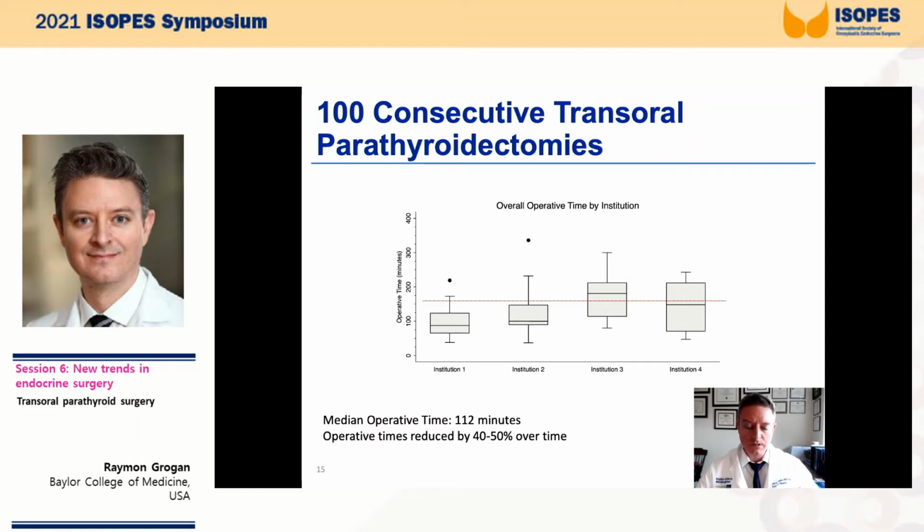The bottom line is what we found that the median operative time was 112 minutes, but this was for the entire time period. So 112 minutes obviously is an hour and a half, close to 2 hours almost. But once the learning curve was achieved, those operative times were reduced by 50%. So essentially, what we saw was a parathyroidectomy can be done in 1 hour or less via the transoral approach.